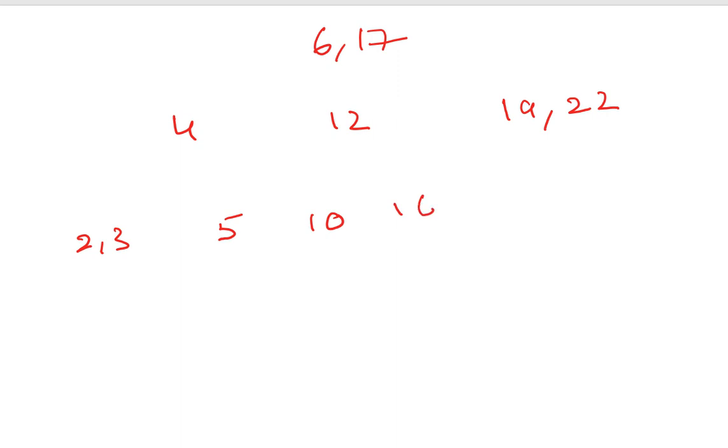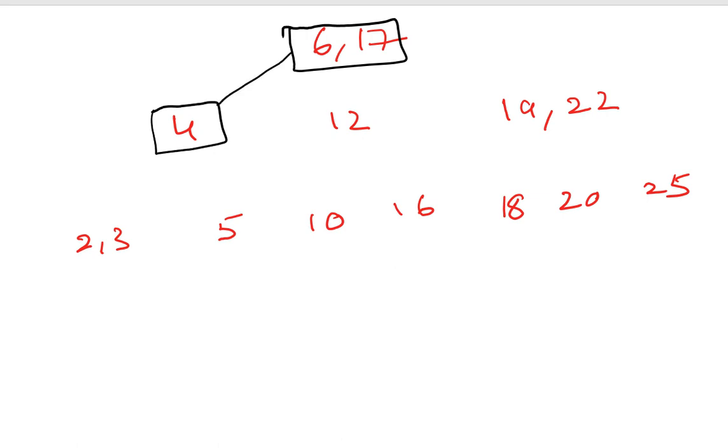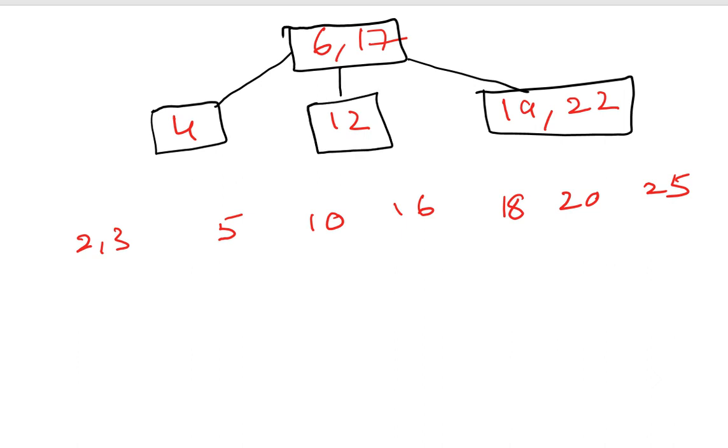I have elements like 6, 17, 4, 12, 19, 22, 2, 3, 5, 10, 16, 18, 20, 25. So this is the root element. For this root element, this should be less than the root, this element should be greater than the root, and this should be in between. So everything is satisfied. True.